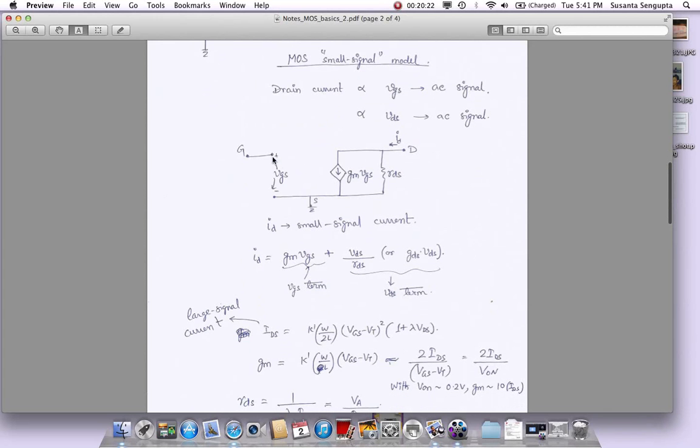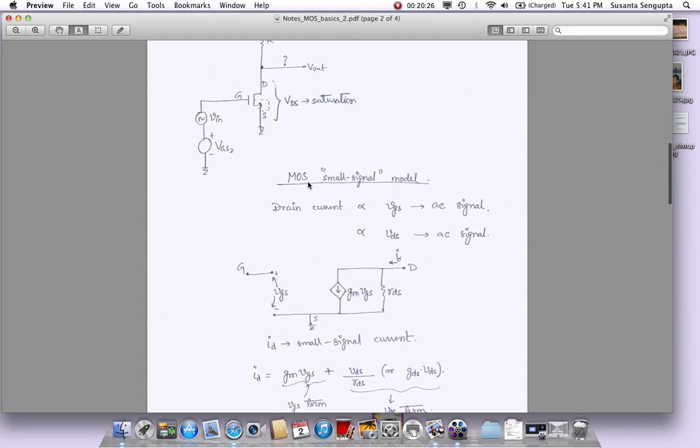Here is the gate to source. Now when we do a small signal model, one of the things we do is define certain things called AC ground. For example, this is a DC voltage. If the DC voltage is not changing and it's an ideal voltage source, what is its impedance? 0 ohms. An ideal voltage source has 0 ohm impedance. So we will short this and make it AC ground.